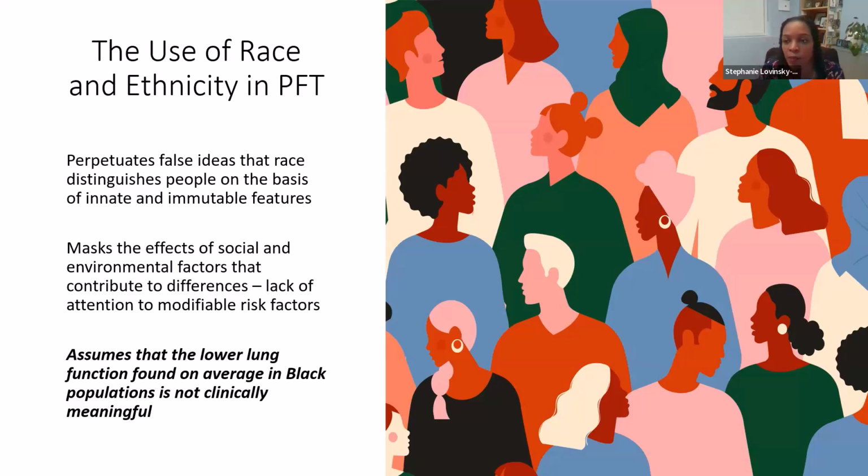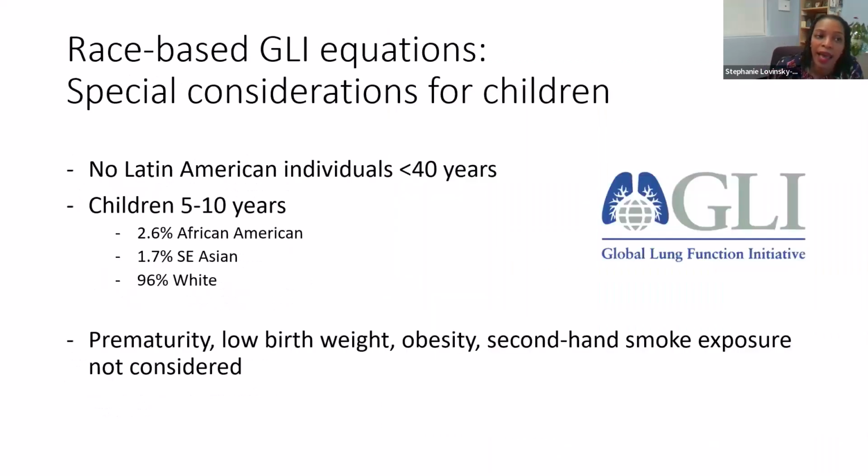And this was well highlighted by Dr. Bao in his last talk that just preceded me. And I think it's also very important for us to acknowledge, when we think about pediatric populations and these reference equations that do take race into consideration, who's included in these populations. So there were no Latin American individuals less than 40 years who were included in the GLI reference equations. And even among children who were 5 to 10 years of age, a very small proportion of them were people of color, with 96% identified as white.